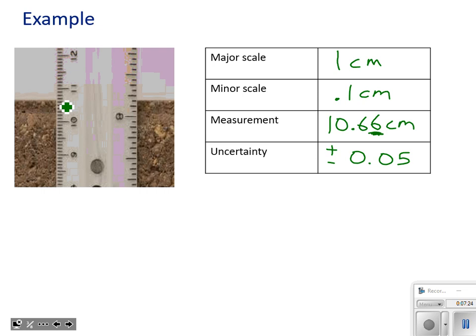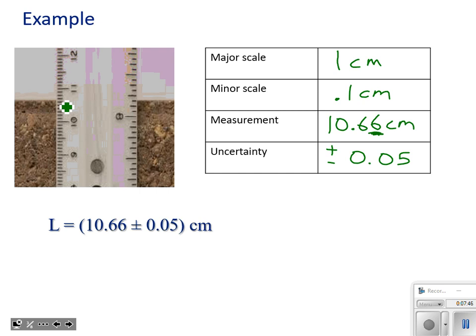Now, how am I going to write this? Well, here's how I'm going to write that. 10.66 plus or minus 0.05 centimeters. So that says my uncertainty that I have with this reading. Okay? Now, what does that mean?